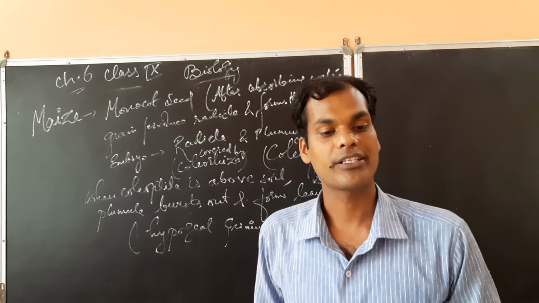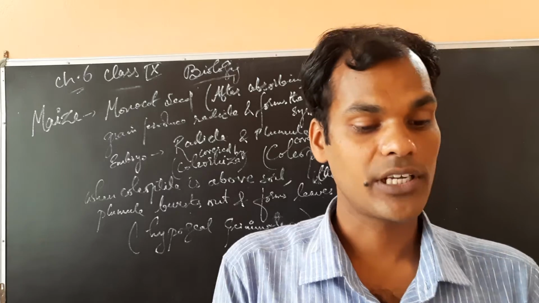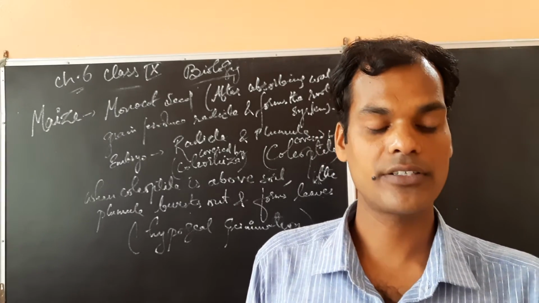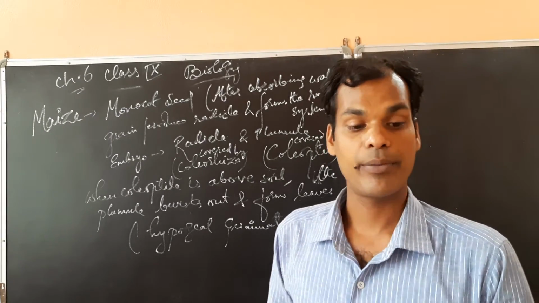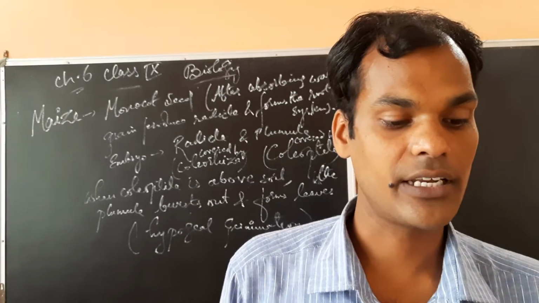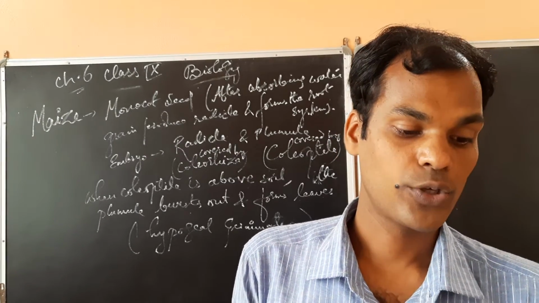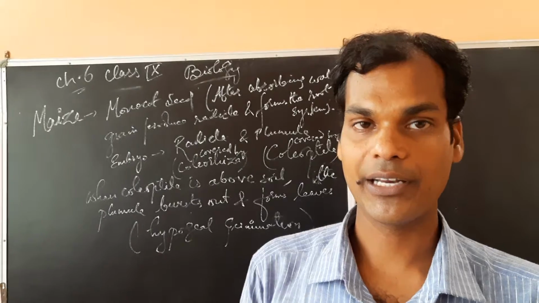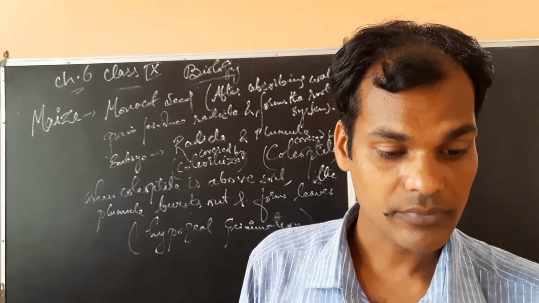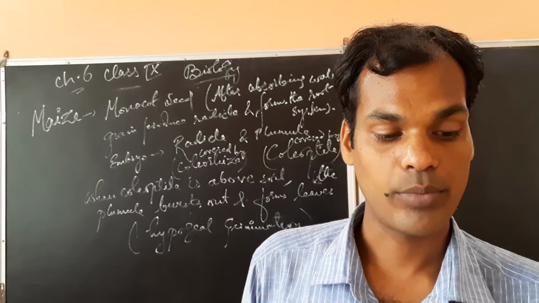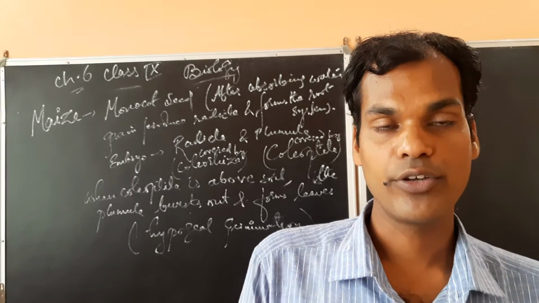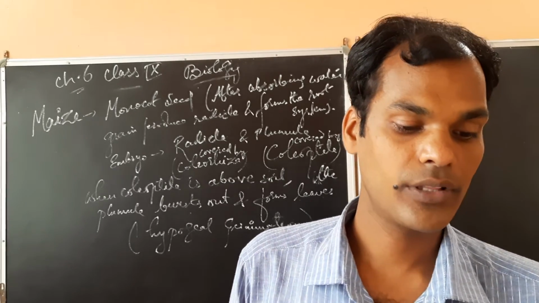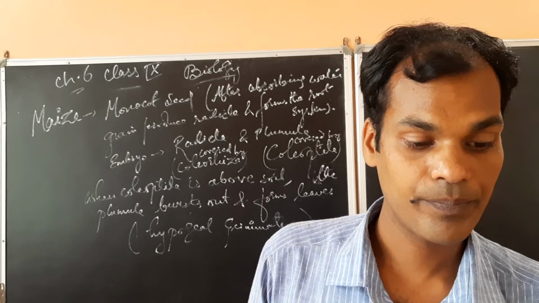Now coming on to some experimentation related to the germination of seeds. So there is a first experiment where you have to show that water is necessary for seed germination. What you have to do is take two petri plates A and B, and place blotting paper in both of them. Then you have to moisten them by putting some water into it.